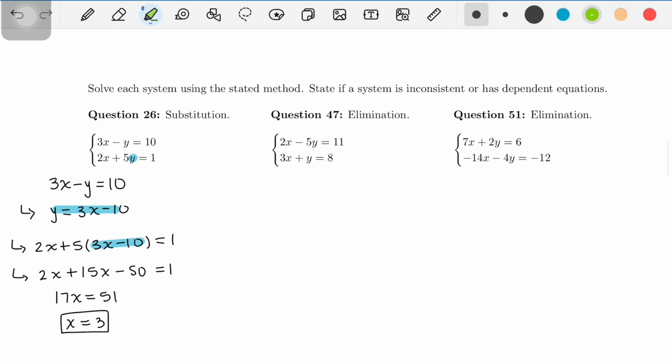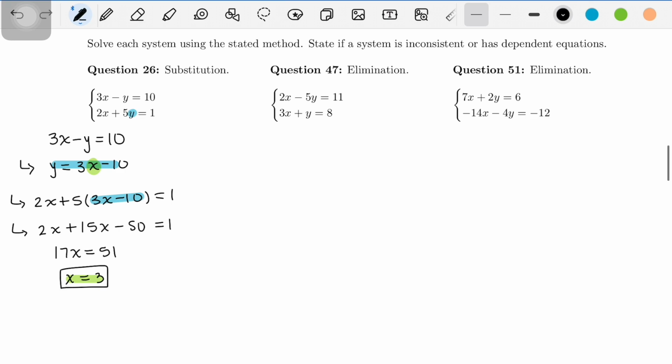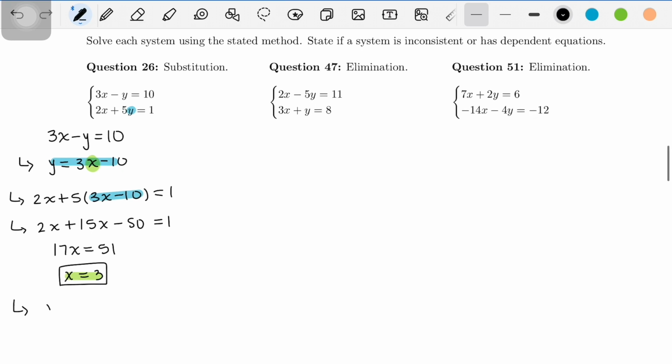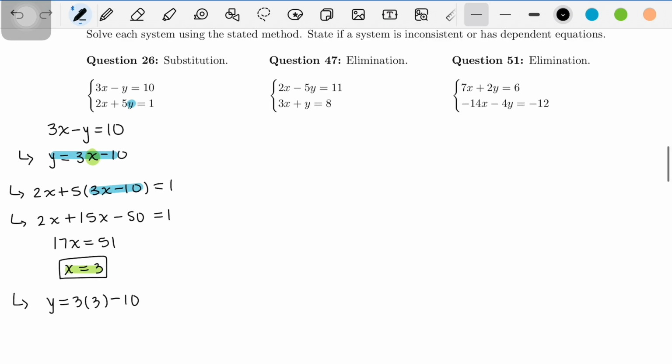Now, once we have a value for this variable, what we can do then is plug it into that x there, and then solve for our second variable. So we know y is going to be equal to 3 times x, and we just said that x was equal to 3 minus 10. So then solving for this, y is going to be equal to negative 1.